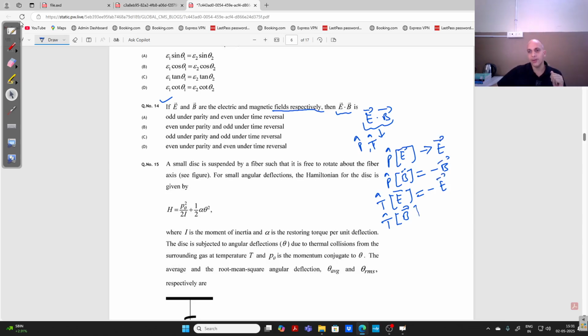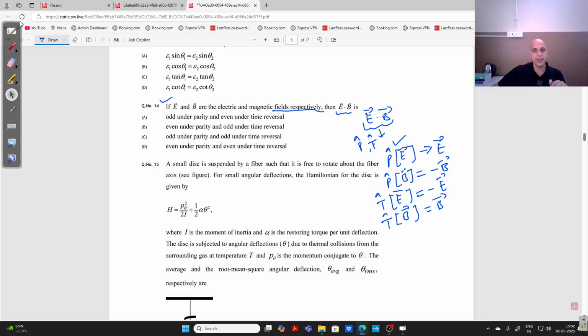So when I applied it, it does not change its sign. So you can see in either case, whether the parity operation is applied on E and V, in all the cases E dot V is always negative, because parity operation on E leaves E unchanged, while parity operation on V changes its sign. So when I take the dot product, that will obviously change its sign.